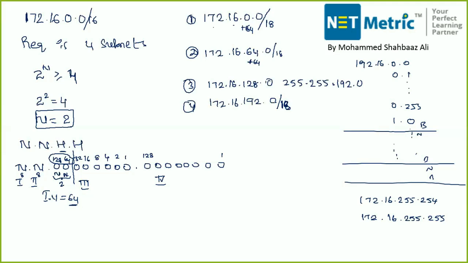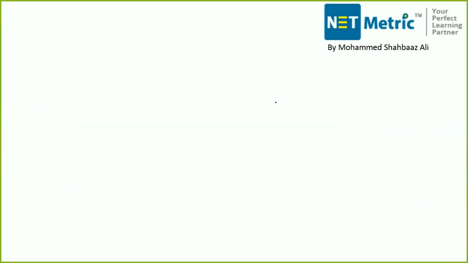Can you do one more method? Same network. You have the network 172.16.0.0 slash 16, but my requirement is 25 subnets. So just give me the method. I will write here whatever you say.